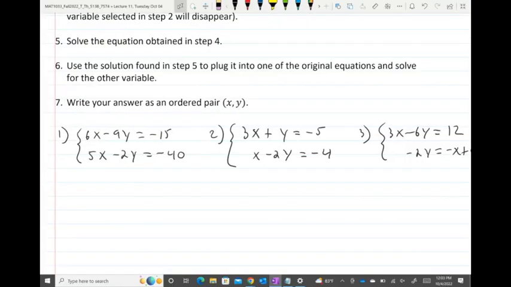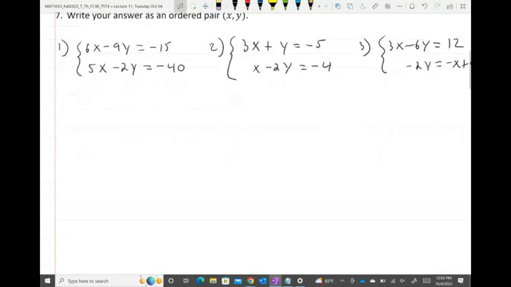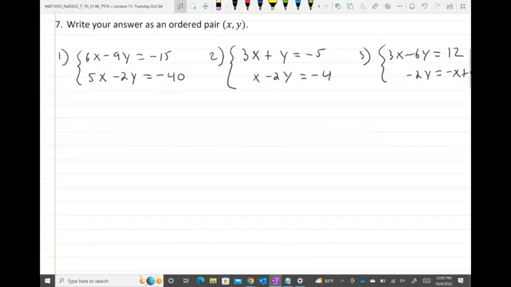But at the end of the day, when I give you a problem, it's up to you which one you want to choose, unless I tell you to use a particular method. If I just say solve, you need to pick whatever you want. All right, so let's go ahead and do this. Solution. For the first one, we have 6x minus 9y equals negative 15.